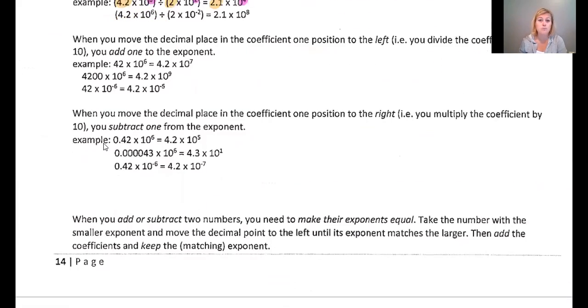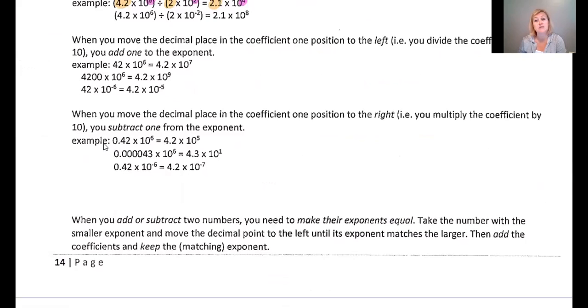Next part is when you move the decimal place for the coefficient one position to the left. I'm not going to demonstrate that because that's putting numbers in incorrect scientific notation, so you can kind of ignore that. But this should give you a brief overview of how to do it.